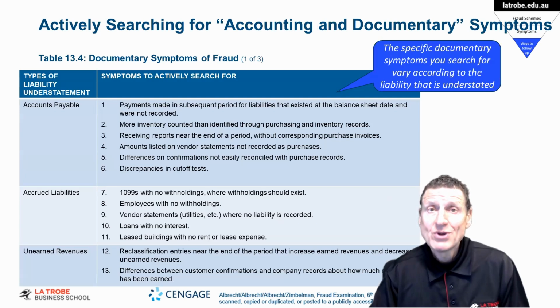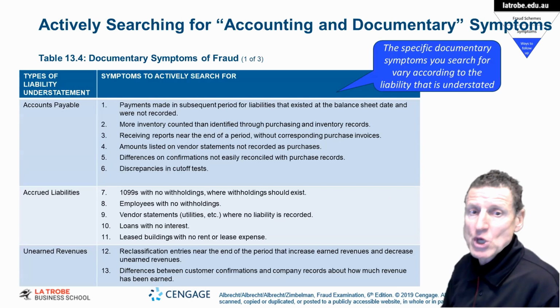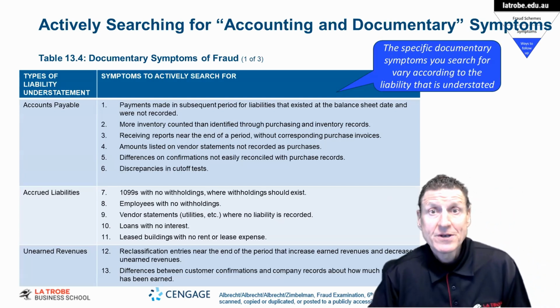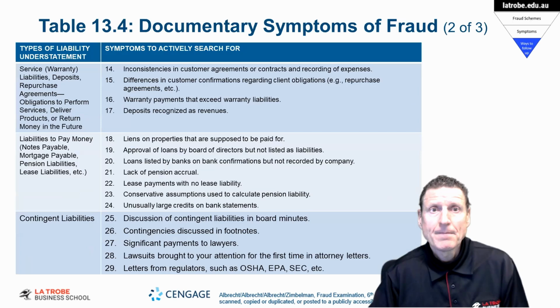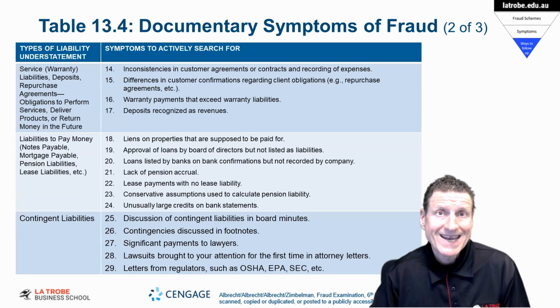If it's unearned revenues, then you're looking for documentation associated with the end of period or near the end of period entries. Documentation associated with differences between customer confirmations and company records about how much revenue has been earned. Again, documentary symptoms of fraud. You're looking for documents depending on the types of liability that are subject to being understated.